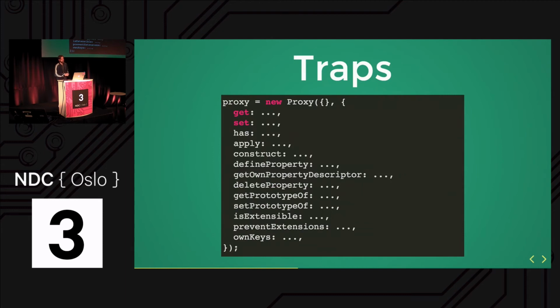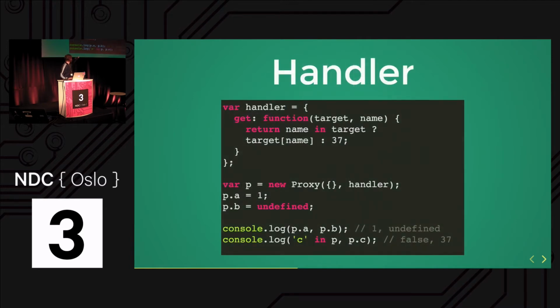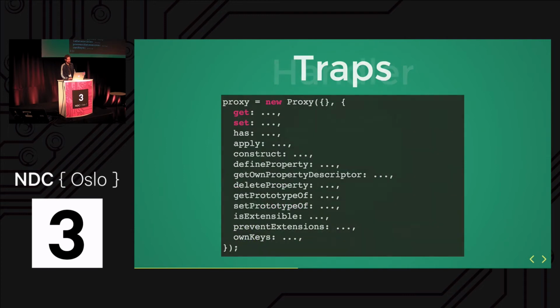And there is, as I said, a trap for any type of operation that you can do to an object. So you can trap the get operation, the set, the has operation, which is the operation that is triggered when you use the in operator. And you have construct. So if you try to construct a new instance of this object, you can trap that by using the construct trap, and so on and so on. So any type of operation that you can do to an object can be trapped.